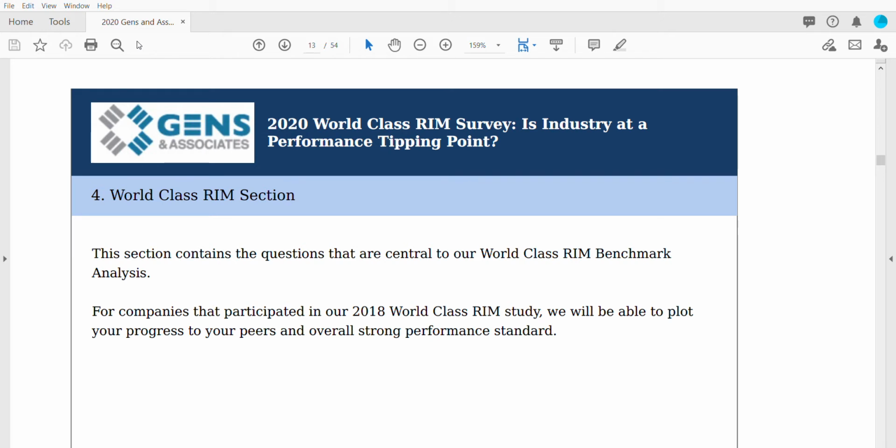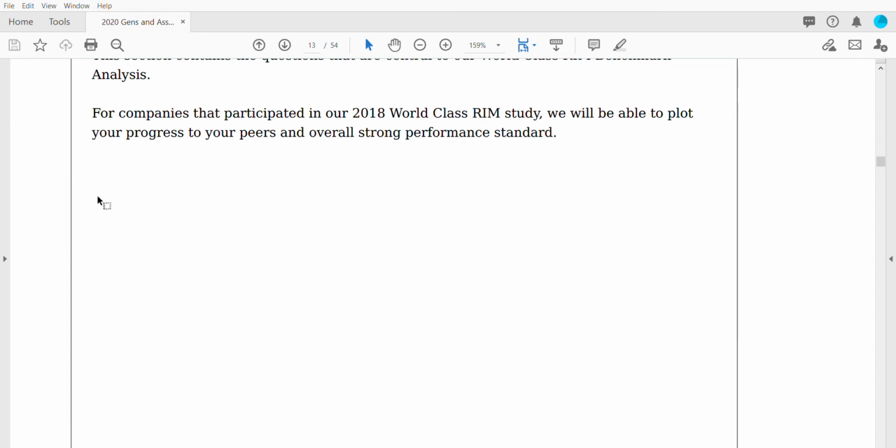Today we're going to go through the Section 4 World Class RIM. This is where our questions calculate your standing against our world class RIM standard and strong performance level. For those companies that took the survey in 2018, this is where your plot on the scatter graph comes from. 10 of these questions are part of our algorithm to calculate the world class, and most of the questions are almost identical. The only exceptions are we added a few more key performance indicators to 3 questions.